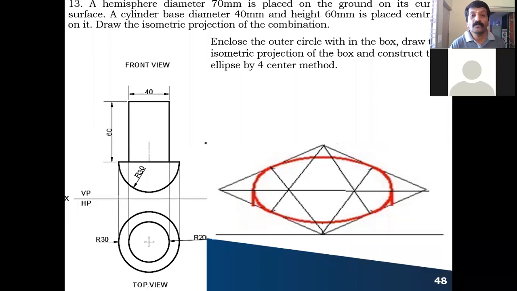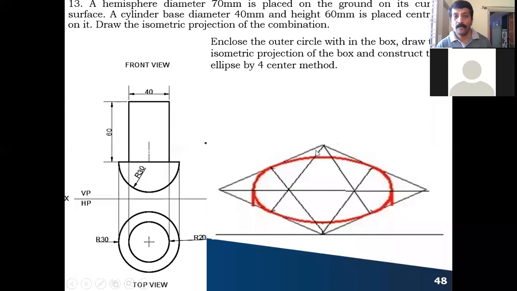Now you have to draw the ellipse within this. How to do this? From this corner, you draw a line exactly at the midpoint of this line. From the same point, you draw a line exactly at the midpoint of this side. From this point, you draw a line exactly at the midpoint of this side. Similarly, from the same point, you draw a line exactly at the midpoint of this side. So after doing this, how many points are you getting? 1, 2, 3, 4 points you are getting. We are using the 4 center method to draw the ellipse, right?